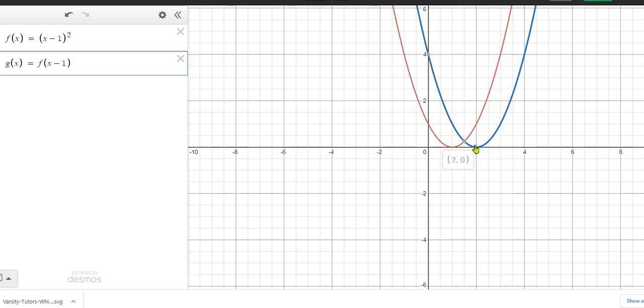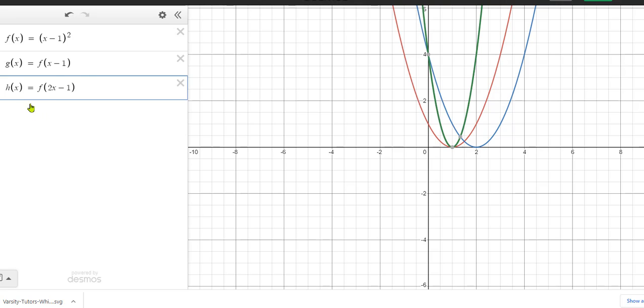Now we're going to do f of 2x minus 1. I will call this function h of x. It's kind of interesting what it does, at least in my opinion. So h of x equals f of 2x minus 1. This is the green graph. Where is it coming from? Let's go back through this. f of x equals x minus 1 squared, so it's the red graph shifted 1 to the right. g of x represents f of x minus 1, which is the blue graph.